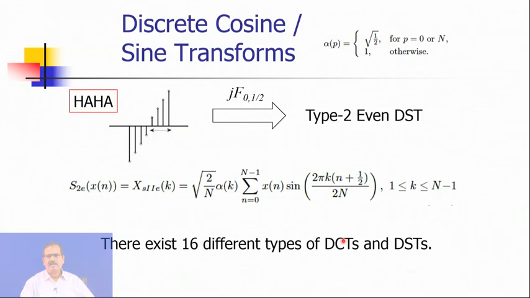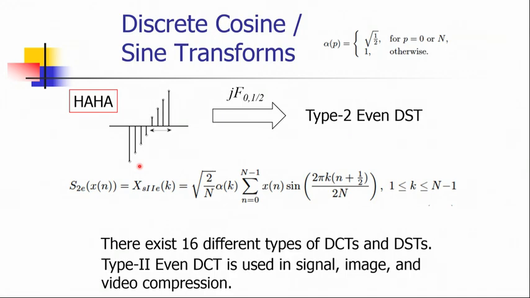There will be many other DCTs and DSTs. In fact, since there are 2 ends and we can have 2 varieties of symmetry and 2 varieties of antisymmetry, in total there could be 16 different types of DCTs and DSTs. And type 2 even DCT, as I mentioned, is mostly used in signal, image and video compression.